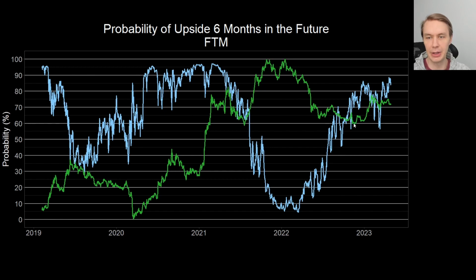And sure enough, we saw Fantom already put in a pretty massive move out of the lows down here, again, while the model was getting more bullish. So in some ways, that's not especially surprising. And that's where I think this model is just super valuable, because this, I think, is the information that people really want. What is the probability of upside in the future? How can I actually put a probabilistic estimate on that number?